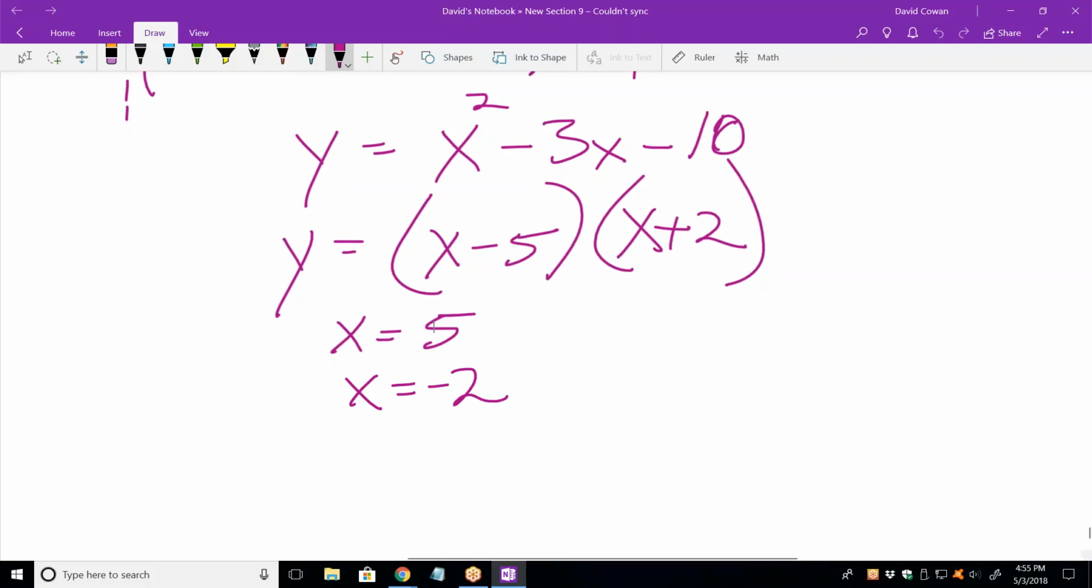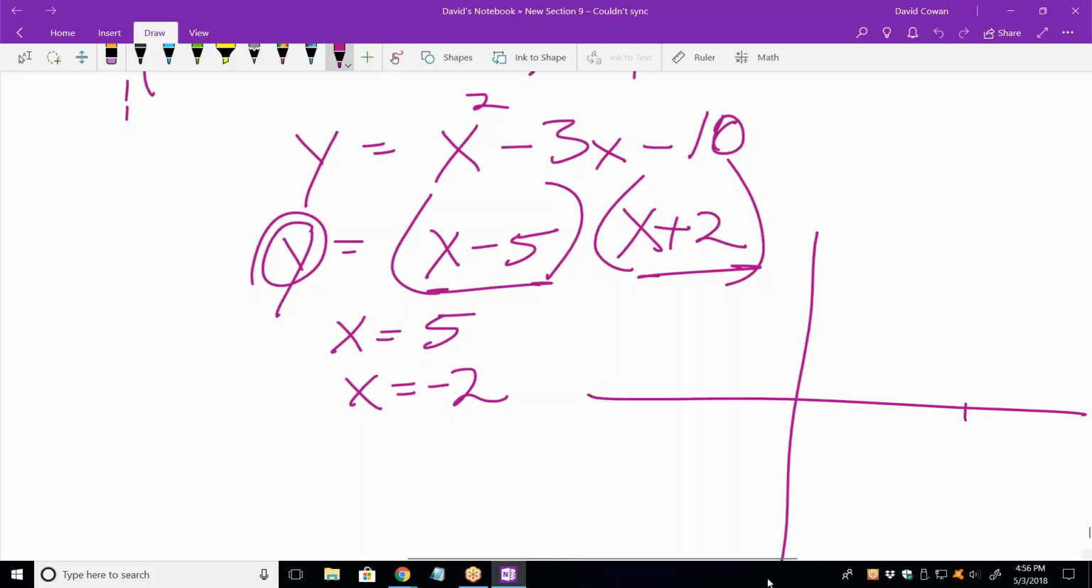X-intercepts come when y is equal to 0. So if I set y equal to 0 there, and I'm saying I've got two things multiplied together equal to 0, well, that means that one is equal to 0 or that one is equal to 0. And when I set each one equal to 0, I come up with x equals 5 and x equals -2. Well, that's pretty good, because now I know that one x-intercept is at 5, the other one's at -2. Where's my line of symmetry?